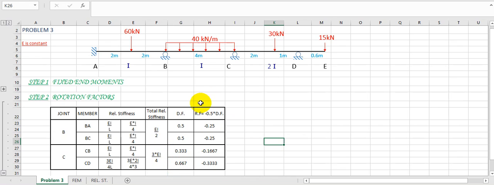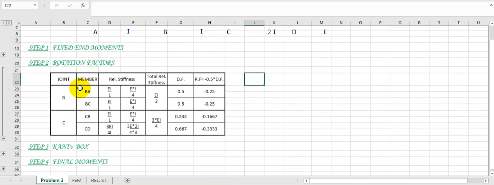Okay, and the last column that we have to find is rotation factor. Rotation factor is equal to minus 0.5 of DF. DF meaning distribution factors. Okay, so rotation factor is equal to minus 0.25, minus 0.25, minus 0.1667, and minus 0.333. So we have found rotation factors, and step 2 is completed.